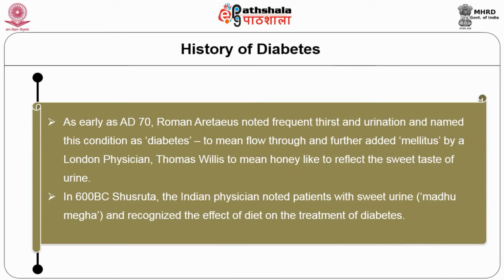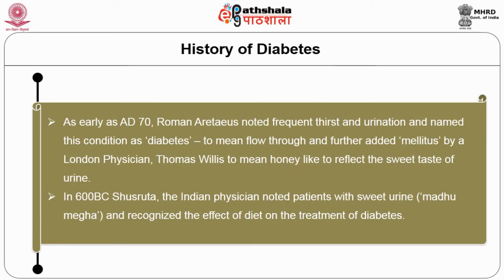You will be surprised, this is not a new trend or a new phenomenon. Diabetes is not just known to you and me now, it has been known to the world right from AD 70. The Roman artists noted frequent thirst and urination, called polydipsia for the thirst and polyuria for the urination. Diabetes means to flow through, and Mellitus was added by a London physician, Thomas, to mean honey-like, to reflect the sweet taste of urine.